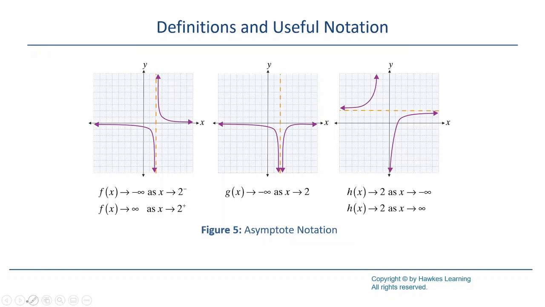So if we look at the first graph, you can read it as x approaches 2 from the left, f of x approaches negative infinity. Or you can read it f of x goes towards negative infinity as x goes towards 2 from the left. Reading it either way is the same thing. So this is interchangeable with this.